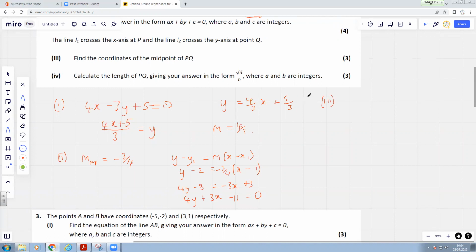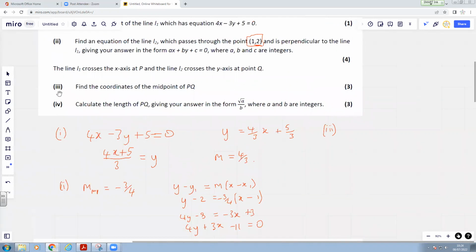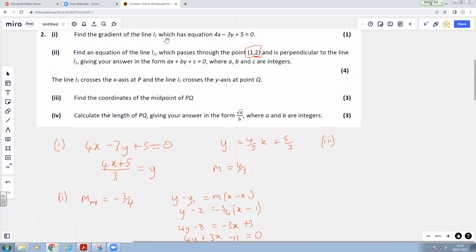Okay, part 3. The line L1, and that's the line I think we just found, is it not? Let's have a look. Oh, no, that is the very first line. This is L1. The line L1 crosses the x-axis at P, and the line L2 crosses the y-axis at Q. Find the coordinates of the midpoint of PQ. So a little bit of work to do here. For L1, if it crosses the x-axis, that's where y equals 0. And if y equals 0 in this equation, you're going to have a big 0 there. And so you're going to get 4x plus 5 equals 0. And so x is going to be minus 5 over 4. And that's where it crosses the x-axis. So let's write that down.